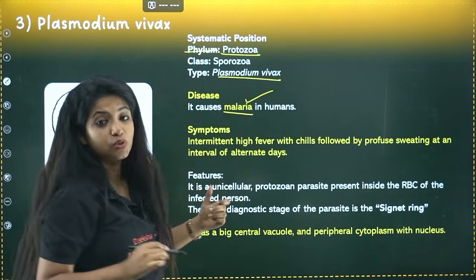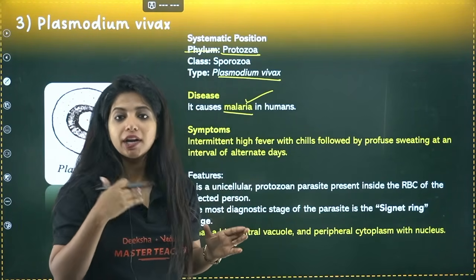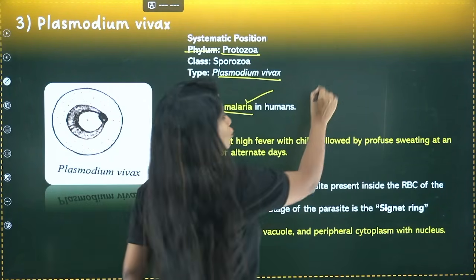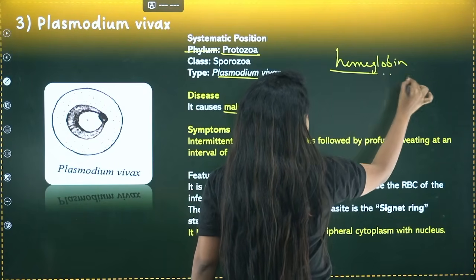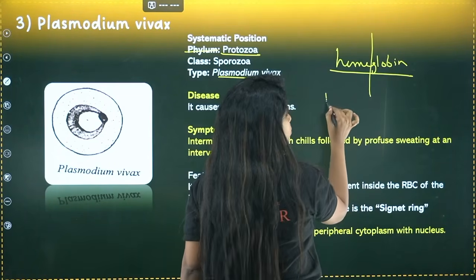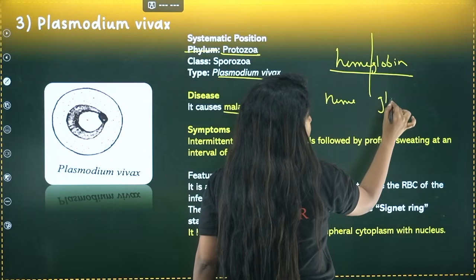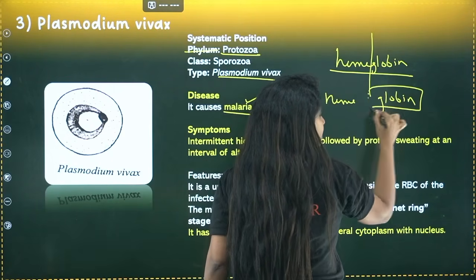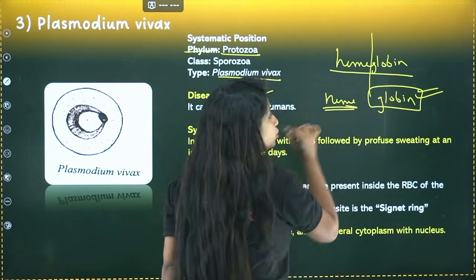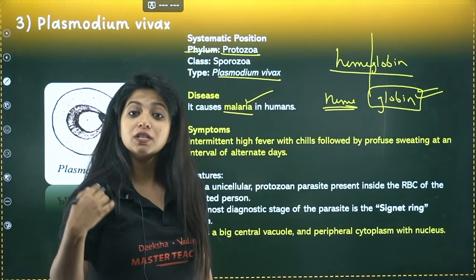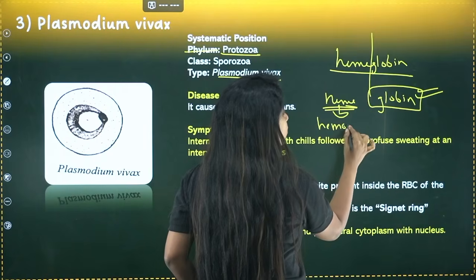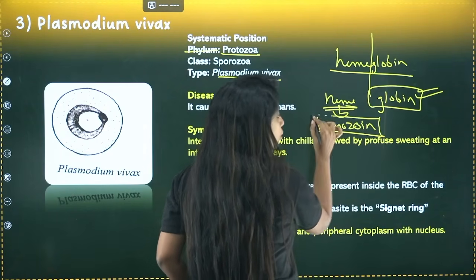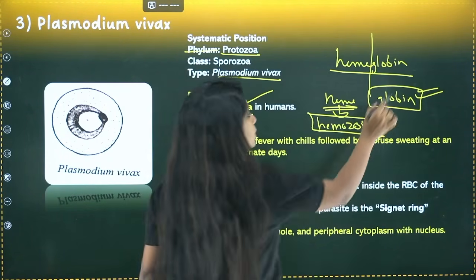And it causes what? Basically, it feeds on our hemoglobin that is there in the RBC. When it feeds on our hemoglobin, it breaks the hemoglobin into two things: one is heme and one is globin, because it actually wants to eat the globin part. The heme is toxic for them, so they convert it into something else which is known as hemozoin. And this is all happening inside what?